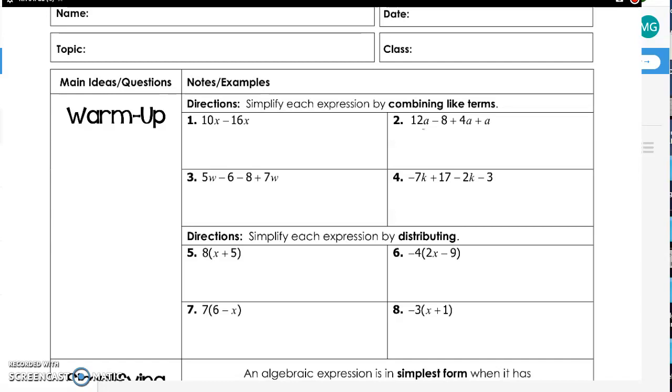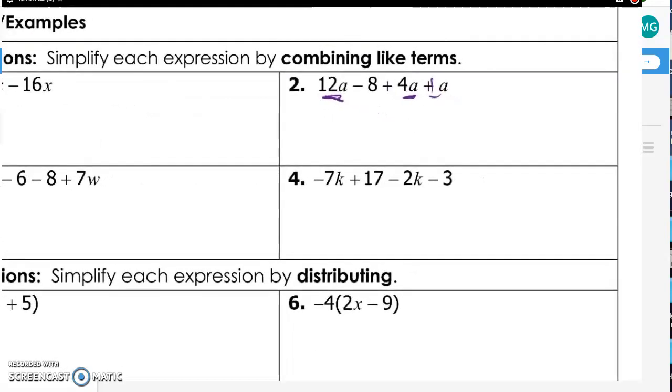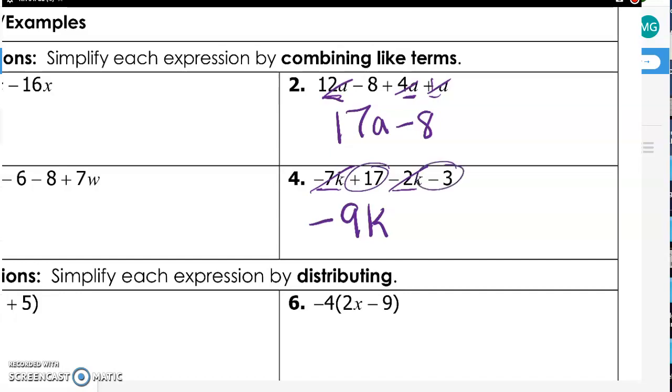So when we look at number 2, our like terms are 12a, 4a, and 1a. So 12a plus 4a plus 1a gives us 17a, and then the minus 8 comes down. For number 4, our like terms are negative 7k minus 2 gives us negative 9k. Again, make sure you're very careful with the negative signs. Negative 7 minus 2, and then 17 minus 3 gives us plus 14. So finding the ones that match and adding or subtracting depending on what it says.